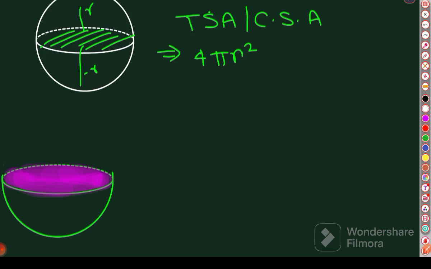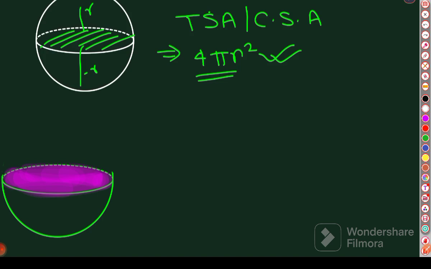If possible, once I will show you in class 11 videos, but not in the class 9 video. Okay, so if possible I will show it once. So right now you will memorize the formula, that is 4 pi r square. This is the total surface area.